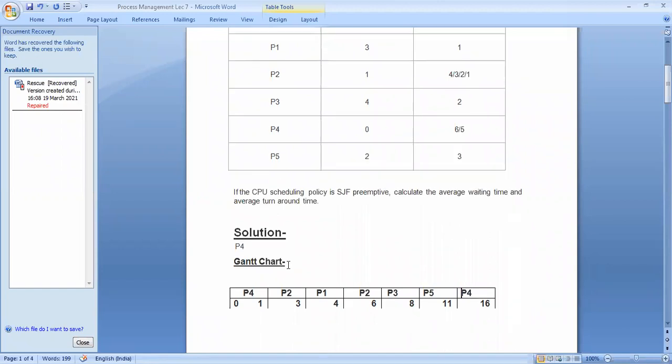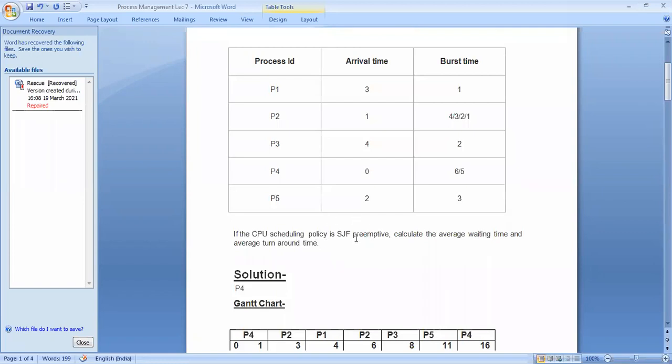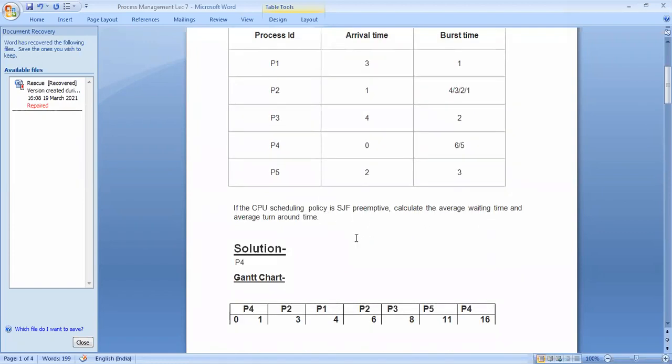Anyone have any doubt? P4 process will execute first because after 0 milliseconds only one process is ready in the ready queue. After 1 millisecond again we'll check because our algorithm is shortest job first preemptive. Preemptive means while one process is executing, in between we check again which has the shortest remaining time. Our main concept is shortest remaining time. So again we'll compare within the ready queue. Suppose two processes are there, we compare which has less burst time, and that process will execute first.